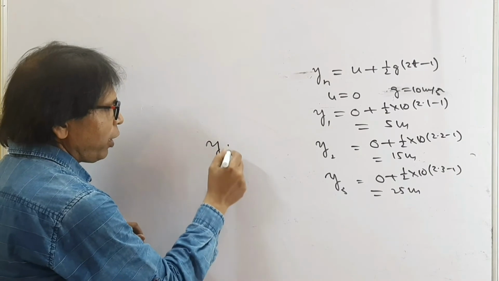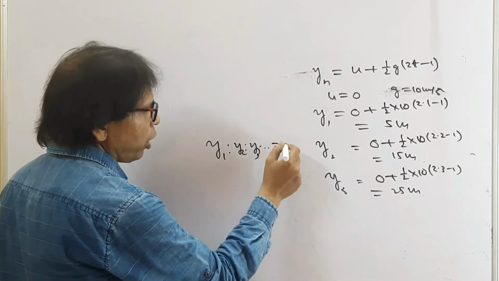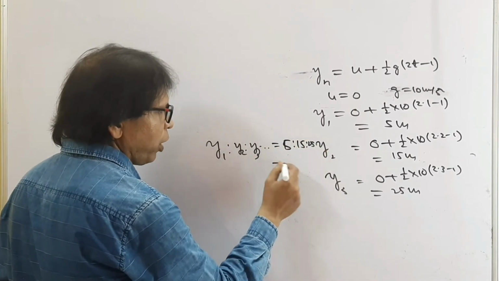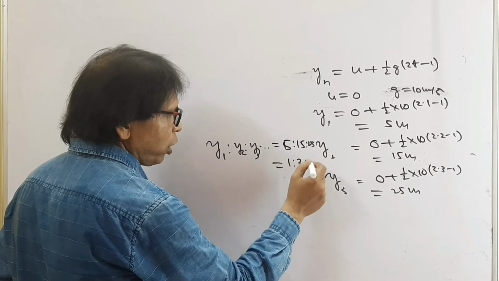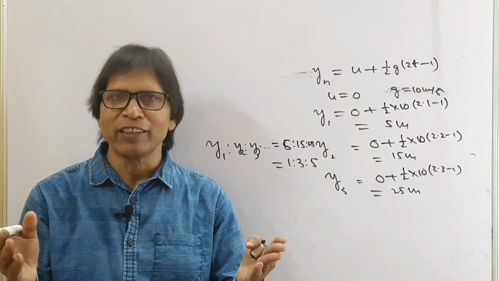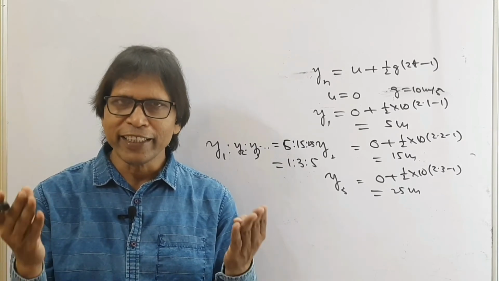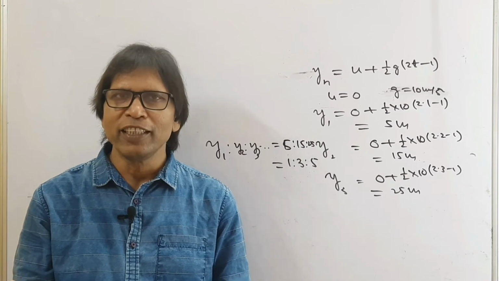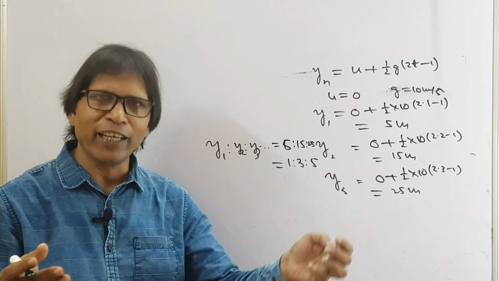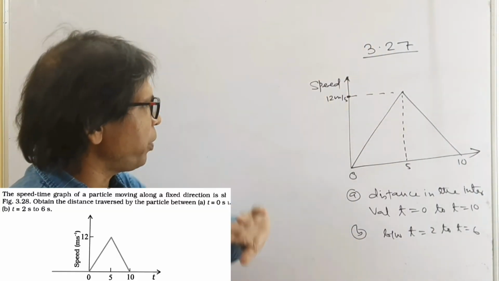Therefore y1 is to y2 is to y3 and so on is equal to 1 is to 5 is to 15 is to 25, that is 1 is to 3 is to 5. Okay, this is known as Galileo's law of odds, that is, the height ascent in the first second, second second, third second, fourth second is in the ratio 1:3:5:7.